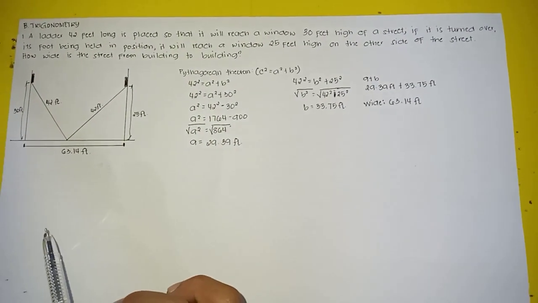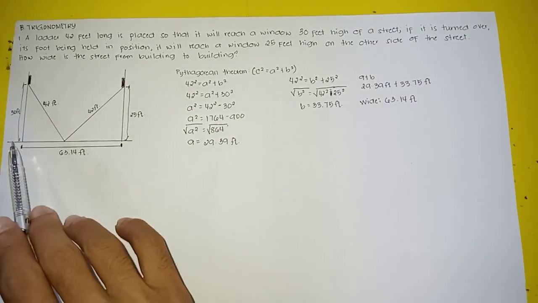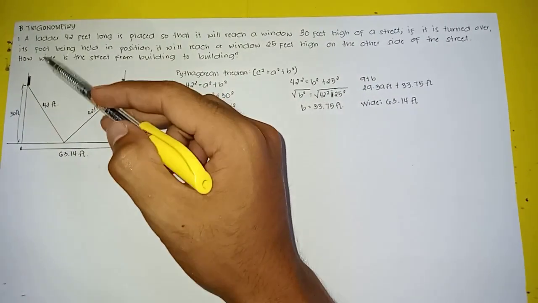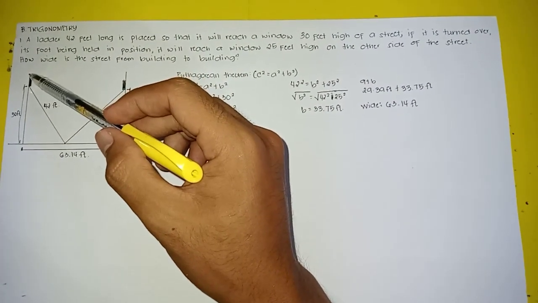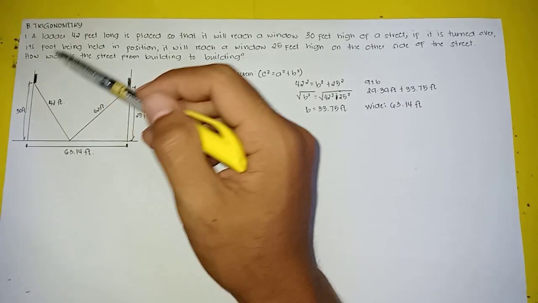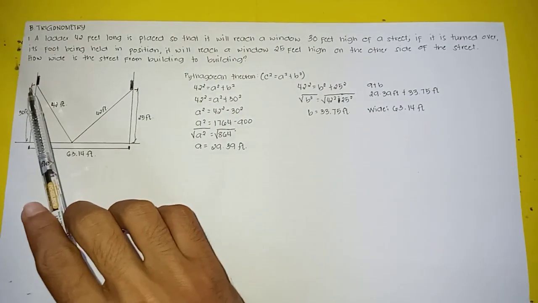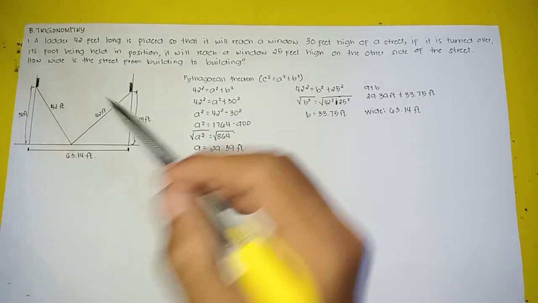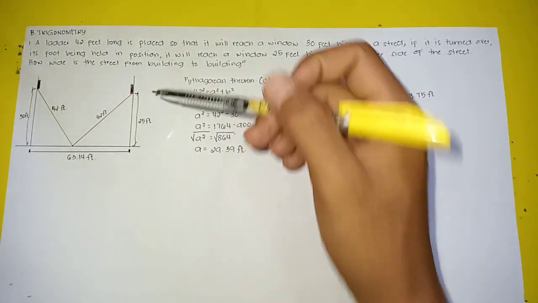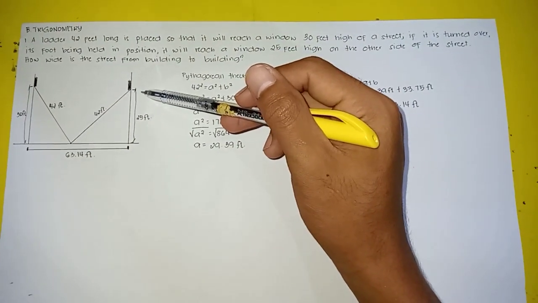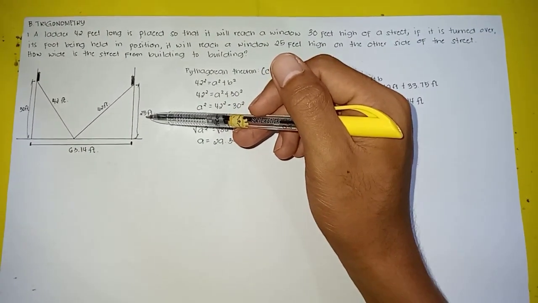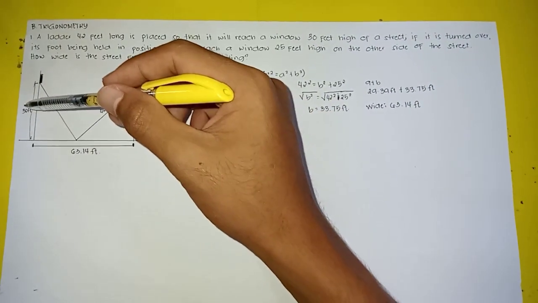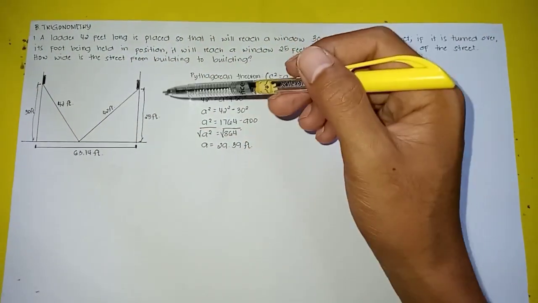So we will now illustrate the problem. It is said that there is a building which has a 30 feet high window, and on the other side of the street there's also a building with a 25 feet high window. So what is asked is the distance from building to building.